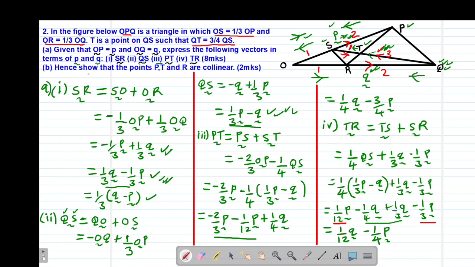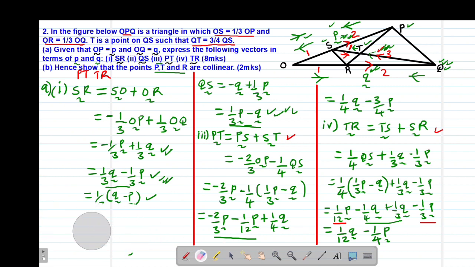Then part B of the question, we are told hence to show that the points p, t and r are collinear. So in order for us to show that those particular points will be collinear, we need to have the vectors of pt and also the vectors of tr, which I believe we already have. I already have my pt here. I also need tr. I also have my tr somewhere here.